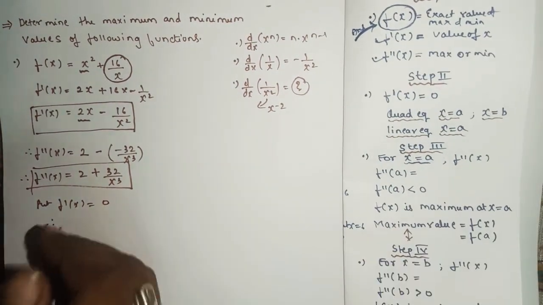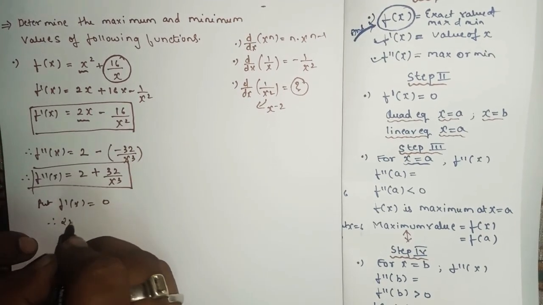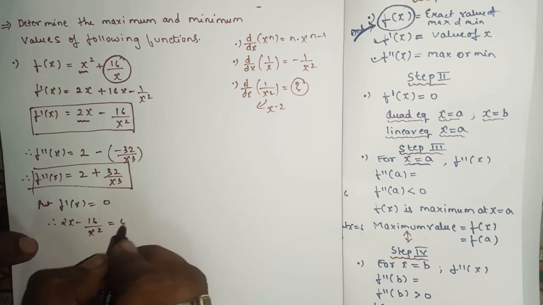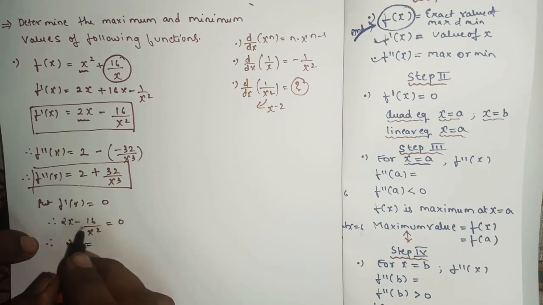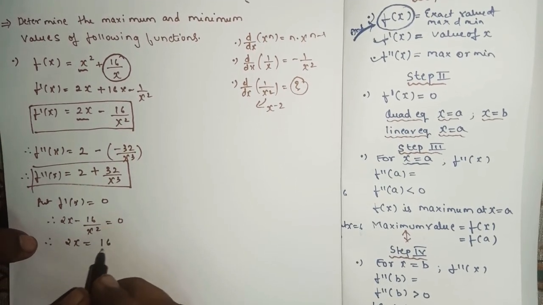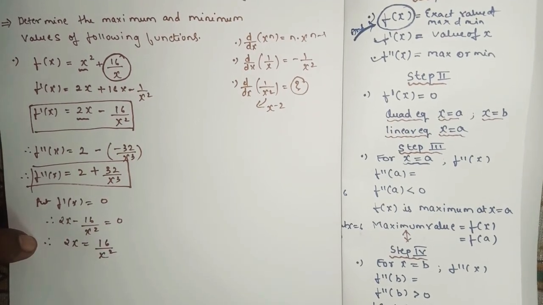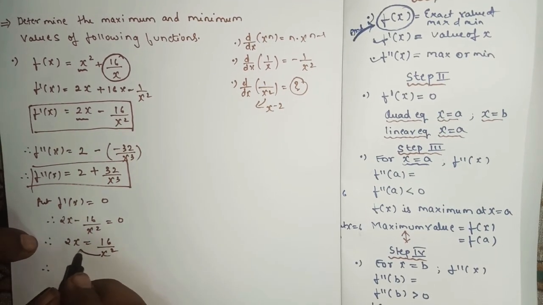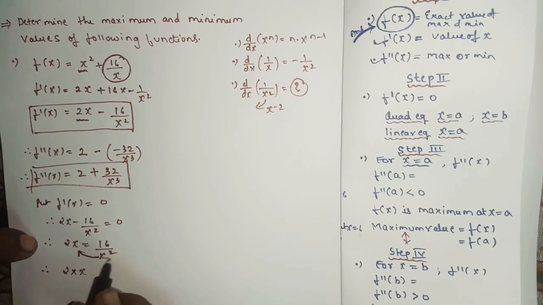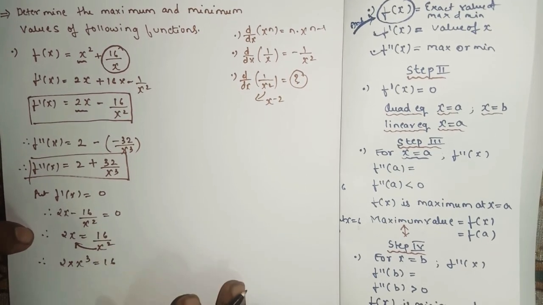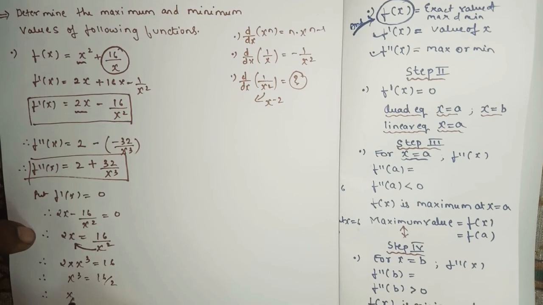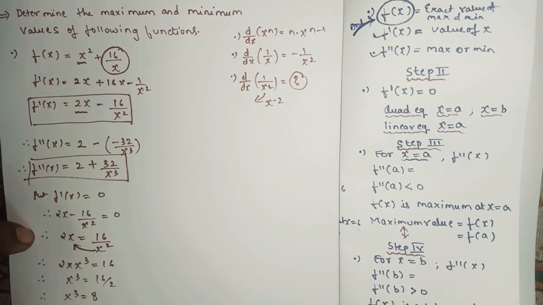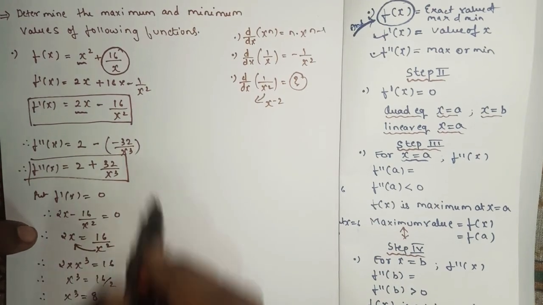So f dash x is what? 2x minus 16 upon x square equals to 0. In the next step, can I write this as 2x equal to, shifting this minus 16 to the right hand side, 16 upon x square. Yes or no? In the next step, this x square will go up, so this will be 2 into x square into x, that is x cube, equals to 16. Therefore x cube will be equal to 16 by 2, which is 8. So here we got x cube equals to 8.